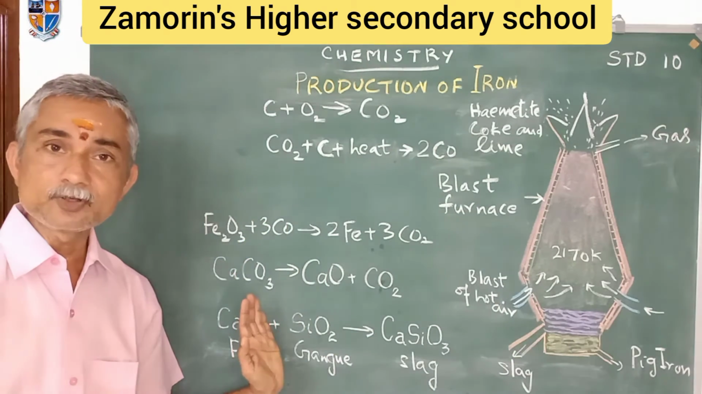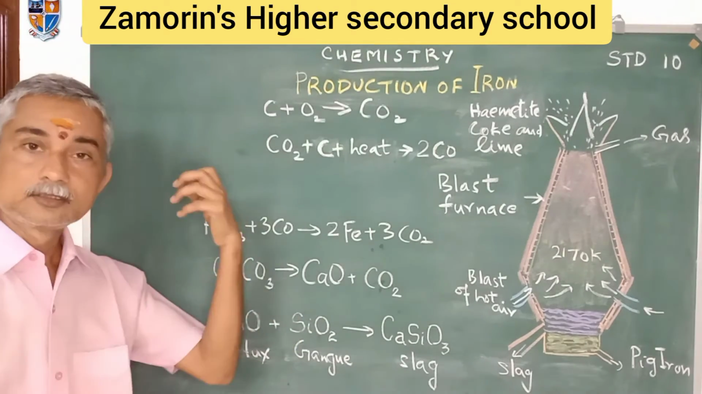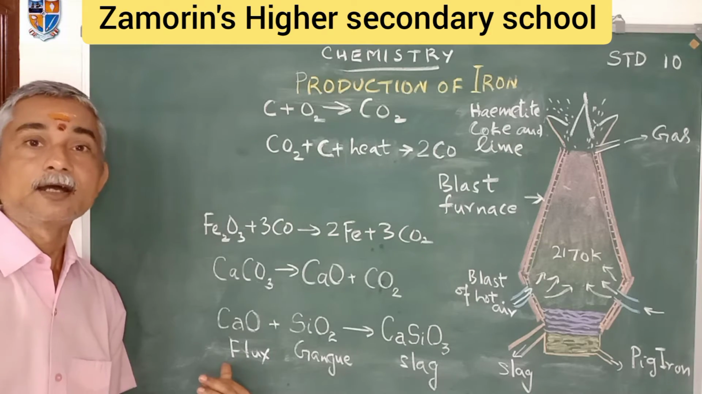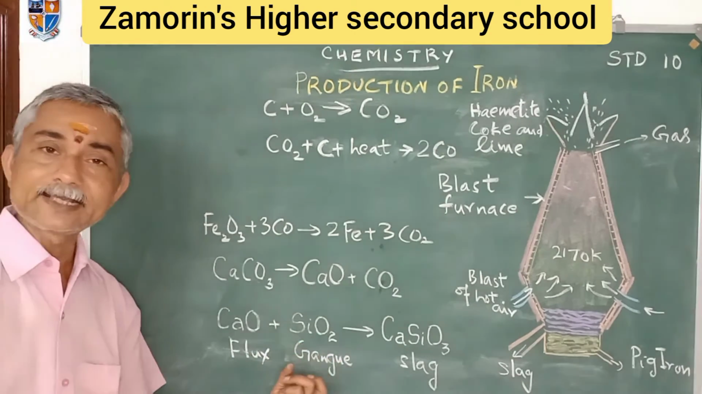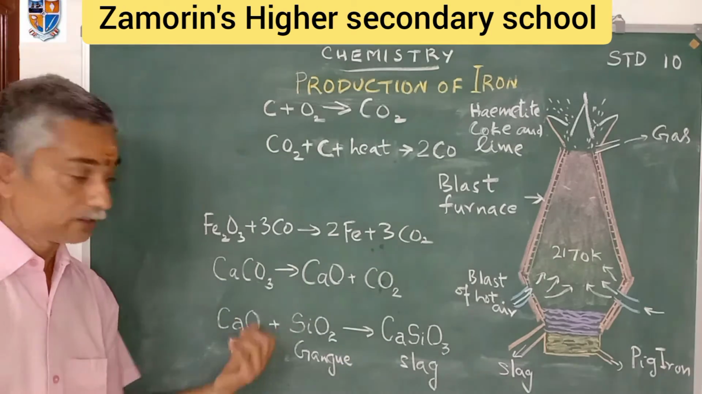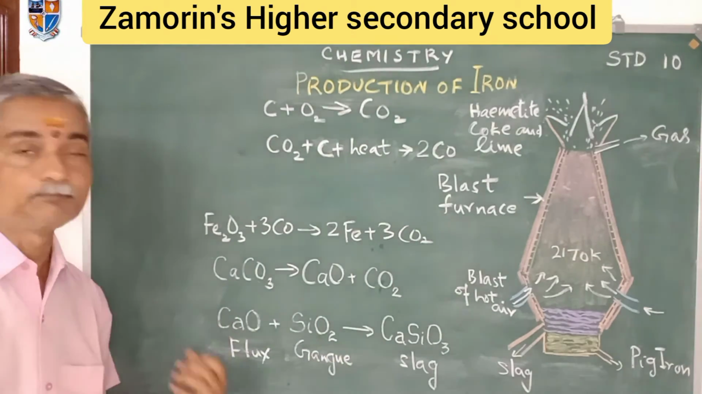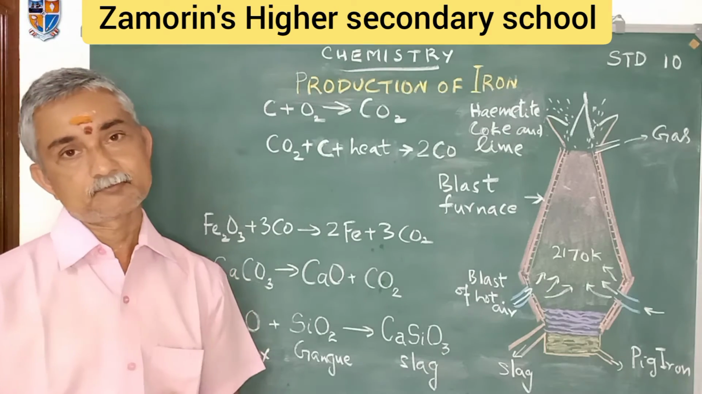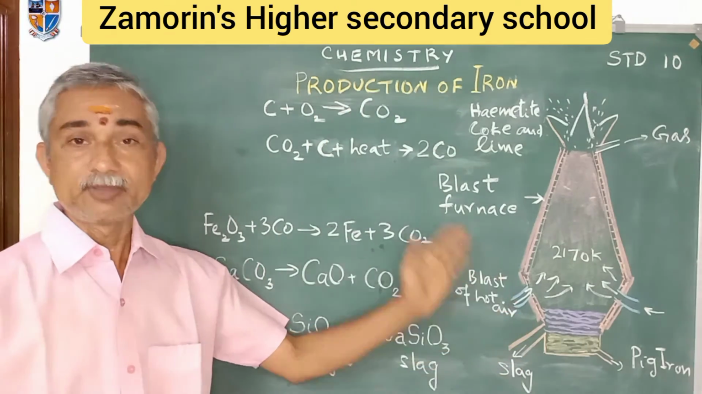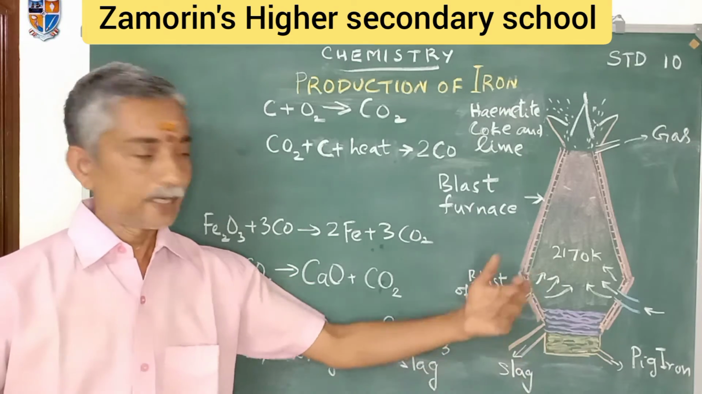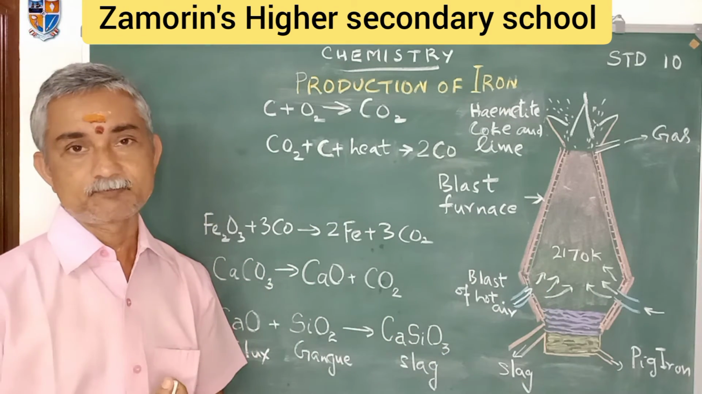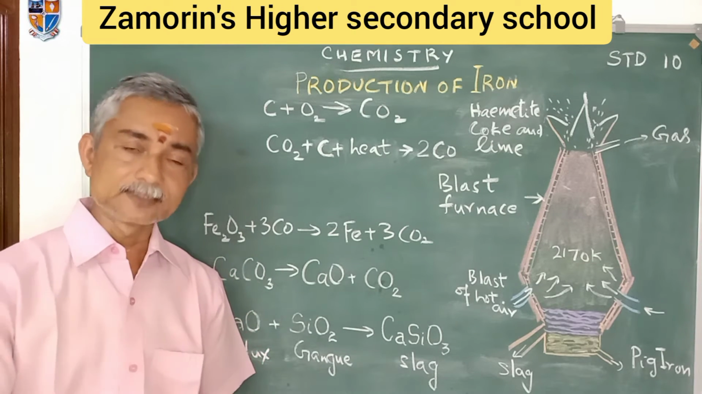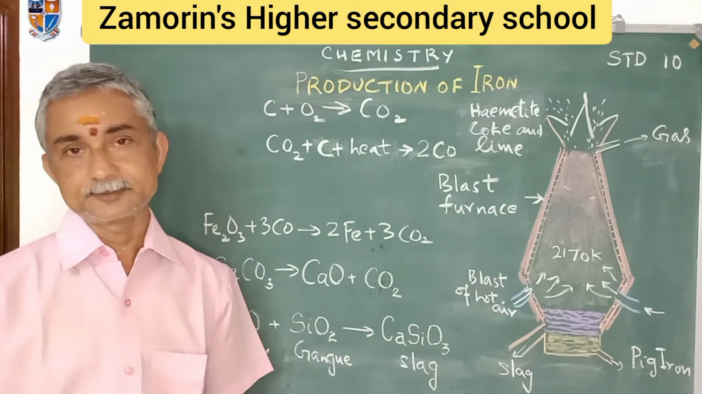Depending upon the character of the slag or gangue, flux is used as acidic or basic. That is, if the gangue is basic, the flux is acidic. If the gangue is acidic, the flux is basic. Like that we can use flux and remove the impurity as slag. By this method we will get almost pure iron, and it is collected from the bottom part. By treating it in another way, by heat treatment and other methods, we can purify this iron.